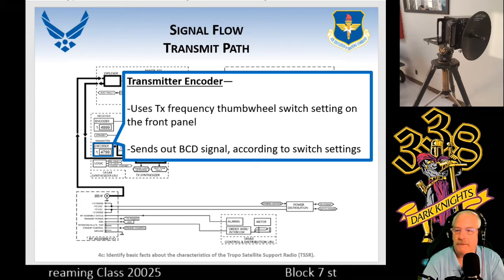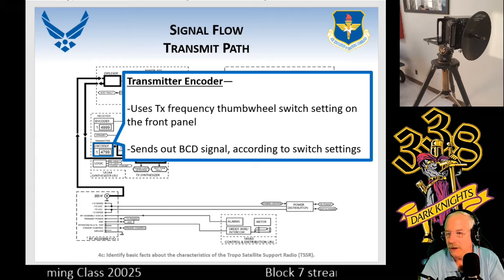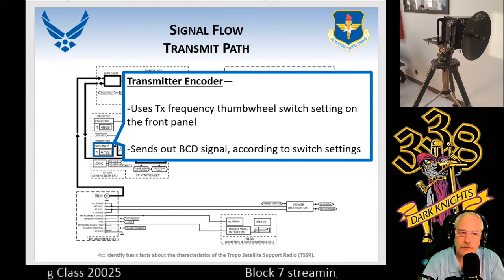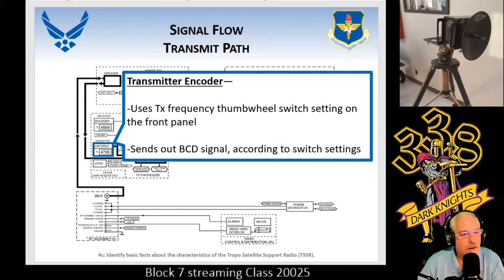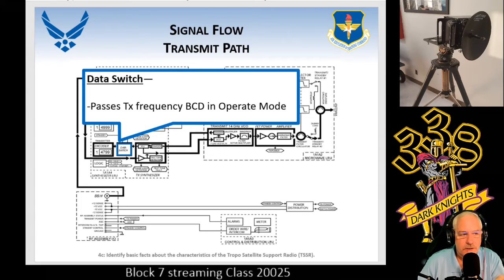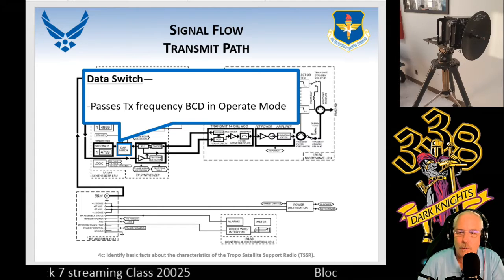The next one we have to be concerned with is a transmitter encoder. Now, I showed you yesterday those thumb wheels on there. Now, this is in the operate position. We're going to generate BCDs from the encoder, that's binary coded decimal, and we're going to let this data switch, because we are in the operate position, let it pass through and hit the phase lock loop box. It's going to tell the phase lock loop box what to do with the frequencies.